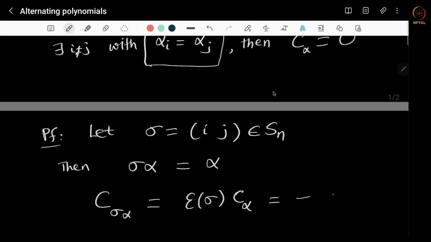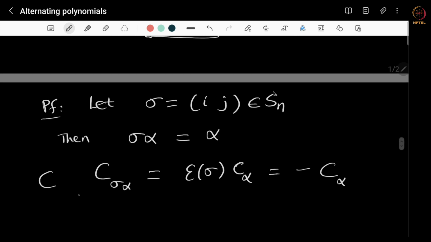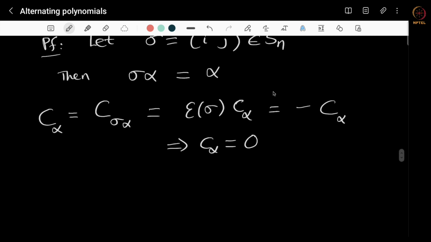C of sigma alpha is epsilon sigma times C alpha, but epsilon is the sign of the transposition, which is minus. So on the one hand, C sigma alpha is minus C alpha, but on the other hand, C sigma alpha is C alpha because sigma alpha is alpha itself. Okay, this means that C alpha had better be 0. So what this says is that the only alphas which appear in the support of f, meaning when you expand f in terms of monomials, the only non-zero terms that you can have are the ones where the multi-indices that occur are all pairwise distinct. The components are all pairwise distinct.